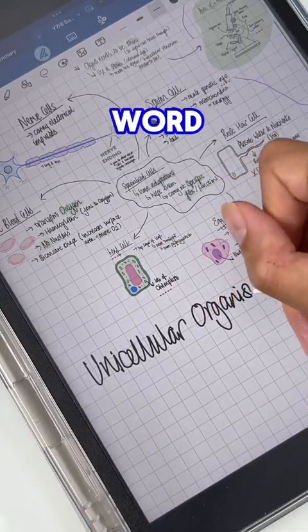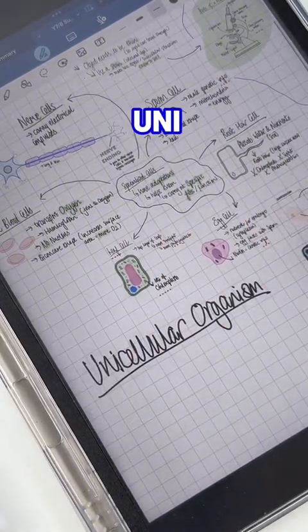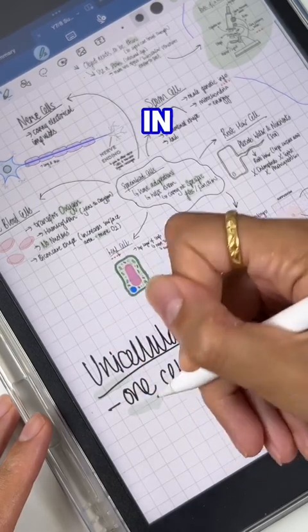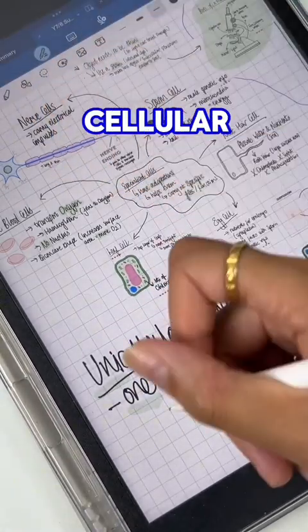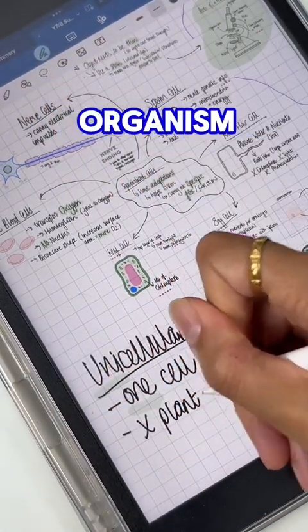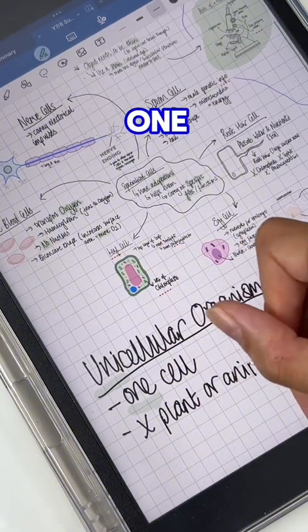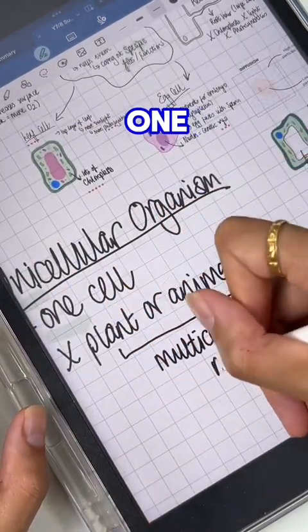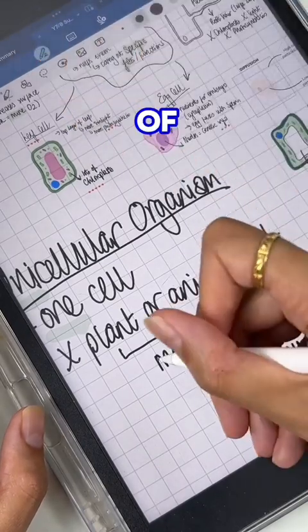Unicellular organisms. In the word unicellular, notice the prefix uni. What I mean by prefix is a word that's placed before another word, so uni is a prefix in unicellular. The word uni means one, and cellular for cells, so a unicellular organism is an organism that's made up of only one cell. Now if we look at multicellular organisms, multi means many or more than one, so multicellular organisms are made up of lots of cells.